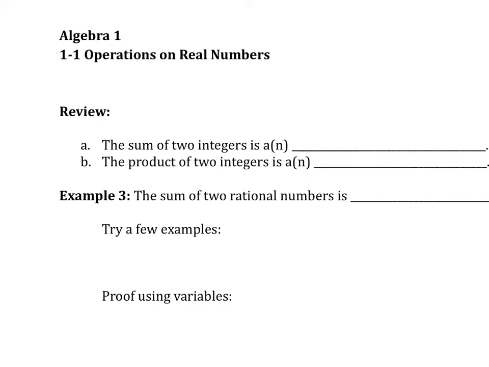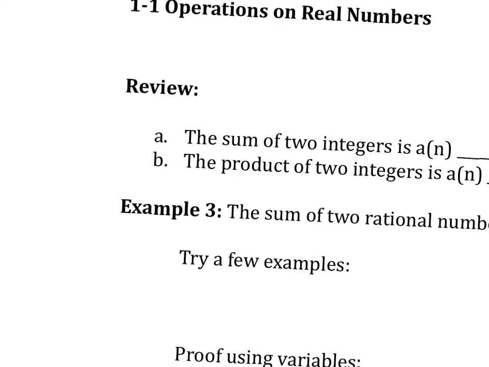If you have an integer plus an integer, what do you get? And what about the product of two integers? Go ahead and make a conjecture there. I'm going to test that. The sum of two integers, let's see, 3 and 12. When I add those together, I get 15. What kind of number is 15?